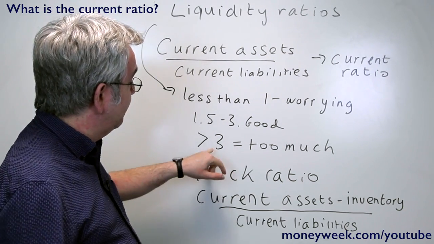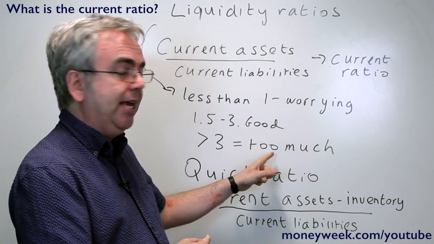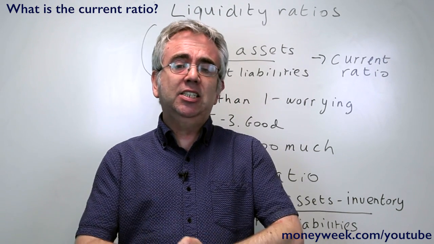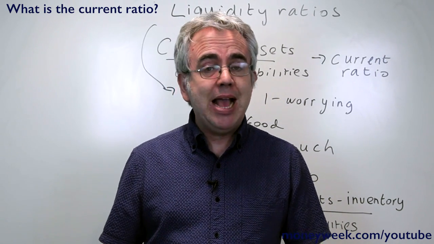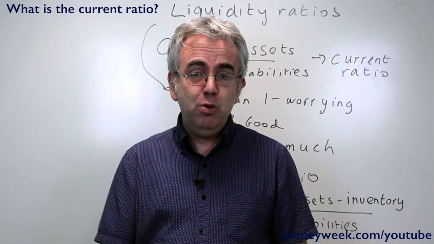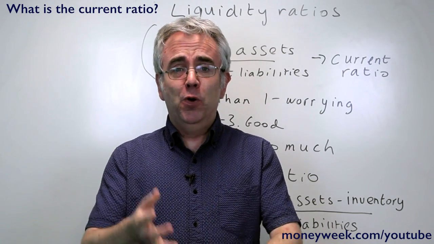And as a rule of thumb, if the current ratio is above 3, that's probably too much. It's not a disaster, but it just suggests that the company's got too much cash in the bank, or too much stock in the stockroom, or potentially both. And that means it's not really sweating its assets for the shareholders.